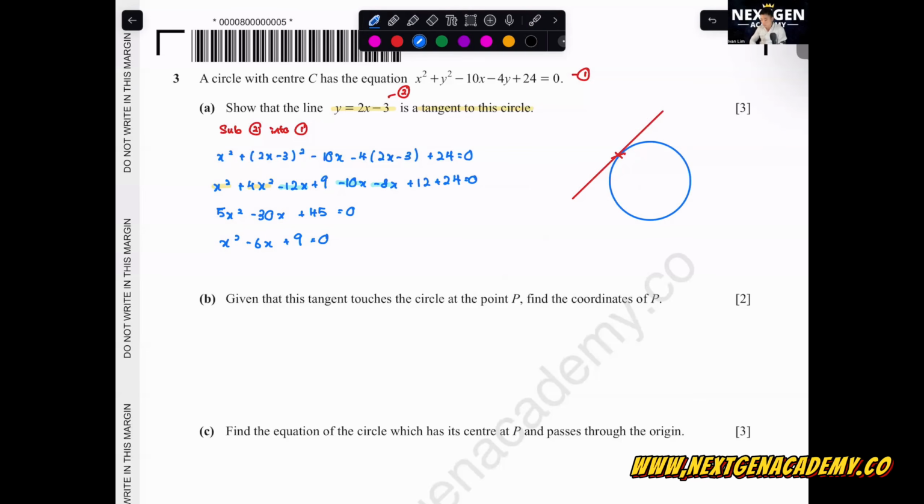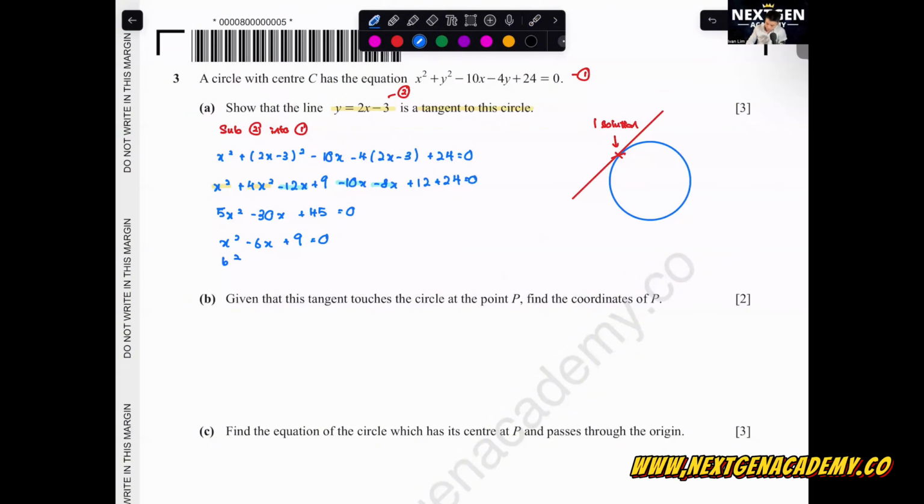How do we prove a quadratic has one solution? What is the proof that a quadratic has one solution? Very good, Arham: b squared minus 4ac. After this step, because a tangent means there is only one solution, and since this is a quadratic equation, we want to prove that it has only one solution. They are not asking us to find the value first, they are asking you to show. So you don't go and find the answer first.